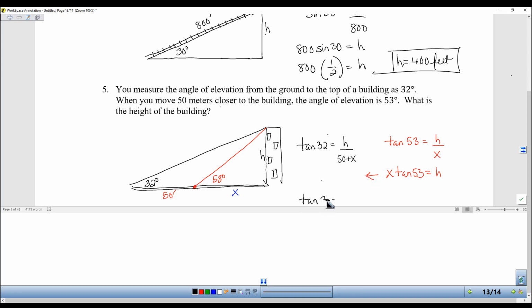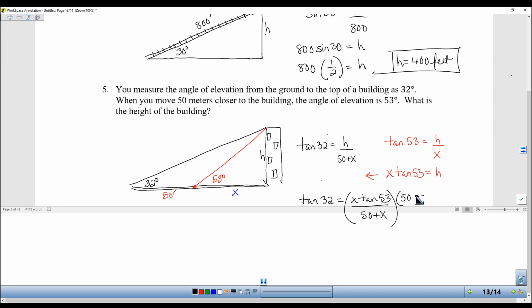So tangent of 32 is equal to x tangent of 53 over 50 plus x. Still not an easy problem, but at least I've gotten it down to one variable. You might be thinking, but you got the wrong variable. What you really want is h. Well, I think that it's going to be easier to get x all alone first and then do it that way. But you can do it the other way if you want to.